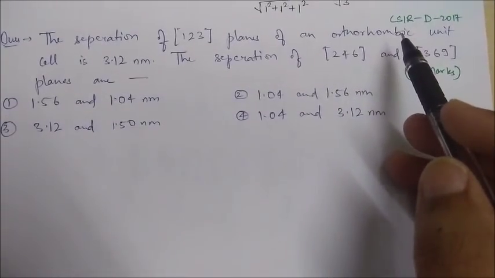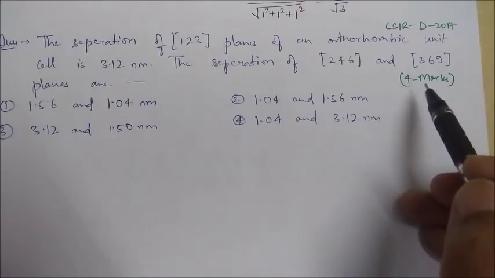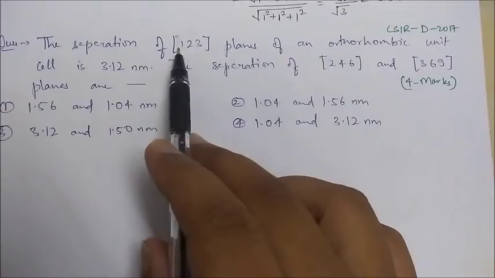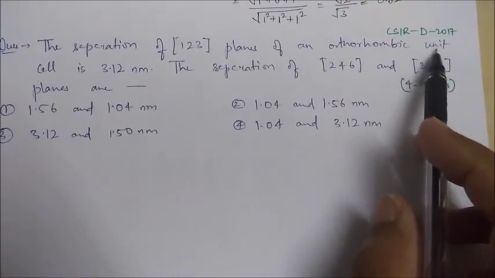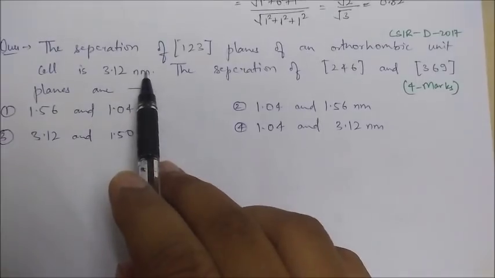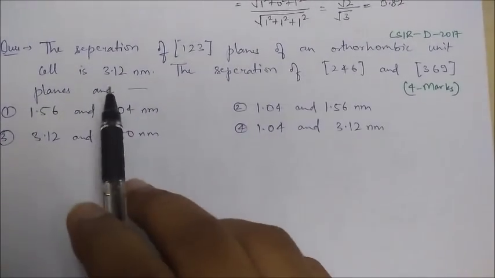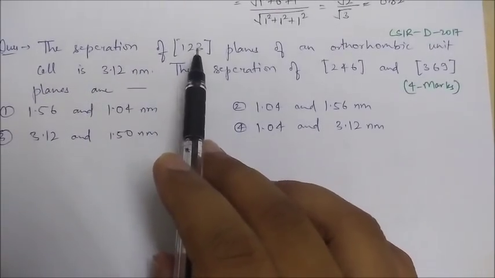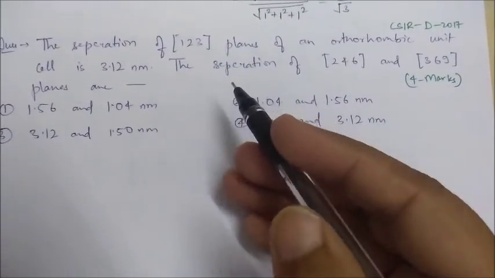This question was asked in the CSIR December 2017 exam, and this was also asked for 4 marks. The question says that the separation of the plane 1 2 3, these being the Miller indices, in an orthorhombic unit cell is 3.12 nanometer. The separation of the 246 and 369 planes are. See, this question was very simple. It looks difficult, but it's very simple.